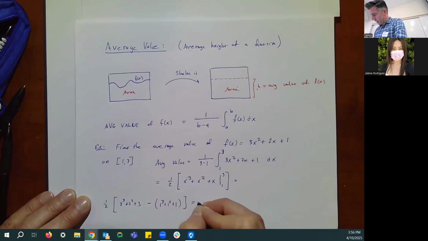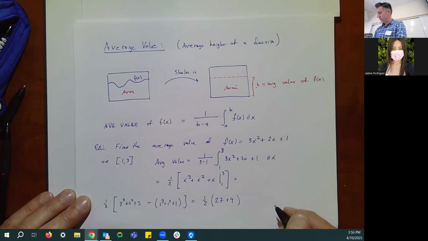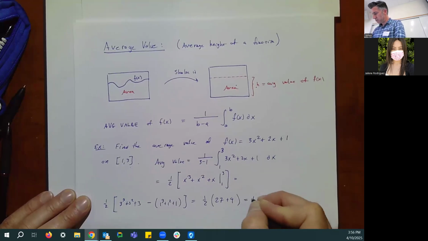That's going to be equaling 1/2 times, let's see, 27 plus 9. Plus 3 minus 3 cancels out. And then 1/2 of 36 is 18.